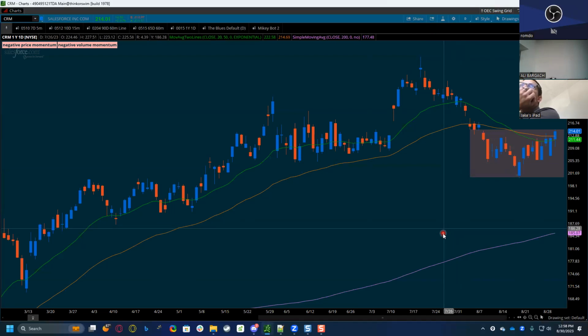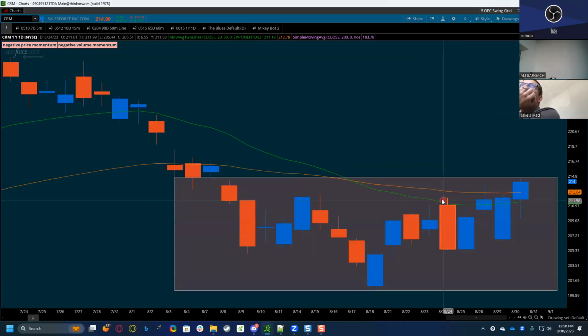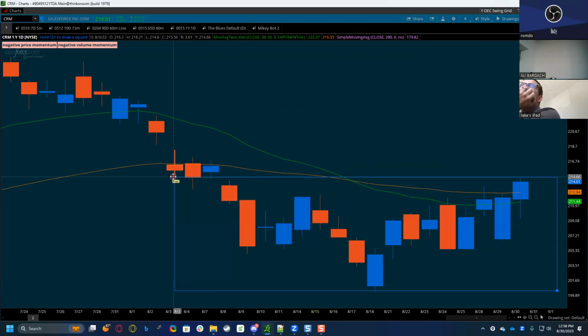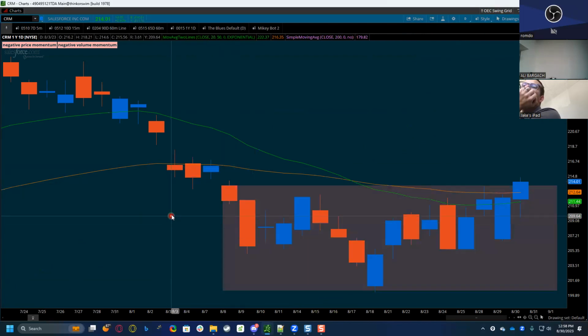So CRM, it's bullish, but we're still stuck in this box. And the box that I drew here very quickly, there's no magic to it, right? I just chose this last breakdown and I snapped my box there.